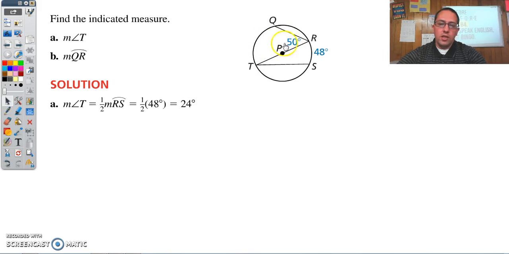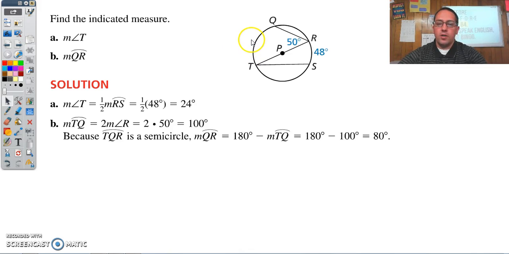So if we can find QT, we can get QR. Well, QT is the intercepted arc for angle R. So that means angle R is 1/2 of the measure of arc QT, so 50 times 2 is 100 degrees. So the measure of arc QT is 100 degrees. And then since this is a semicircle, we can subtract that from 180, and the measure of arc QR is going to be 80 degrees. So that's not too bad.